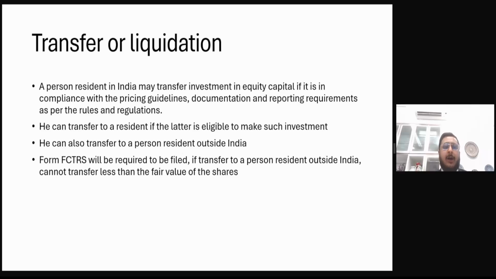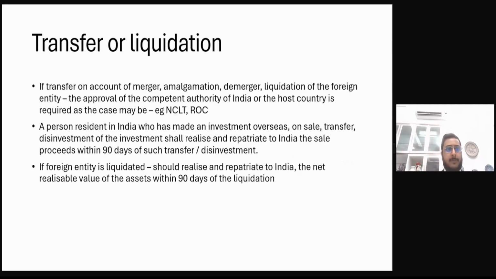Transfer or liquidation. A person resident in India may transfer investment in equity capital if it is in compliance with the pricing guidelines, documentation, and reporting requirements as per the rules and regulations. He can transfer it to a resident if the latter is eligible to make such an investment. You can also transfer to a person resident outside India. But if you're transferring any equity share to a person resident outside, Form FCTRS will have to be filed. And valuation will have to be checked. If the transfer is on account of mergers, amalgamation, demergers, or liquidation of the foreign entity, the approval of the competent authority of the host country is required.